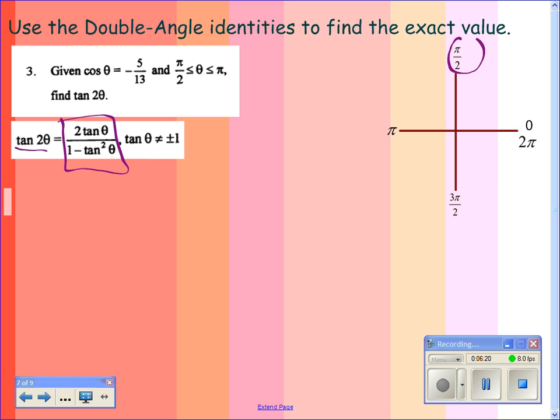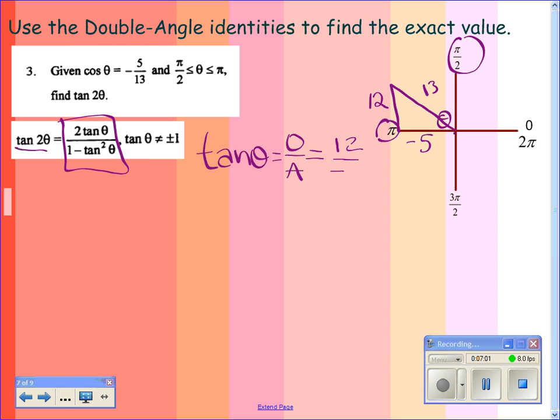Theta is between pi over 2 and pi, so theta is in quadrant 2. So let's draw our triangle. Cosine is adjacent over hypotenuse, so adjacent is 5, hypotenuse is 13. Since we're in the second quadrant, we know that the 5 is negative, and our missing side length is 12 according to your Pythagorean triples. Now we can figure out what tangent of theta is so that we can plug this into our formula. Tangent is opposite over adjacent. The opposite side is 12. The adjacent side is -5.